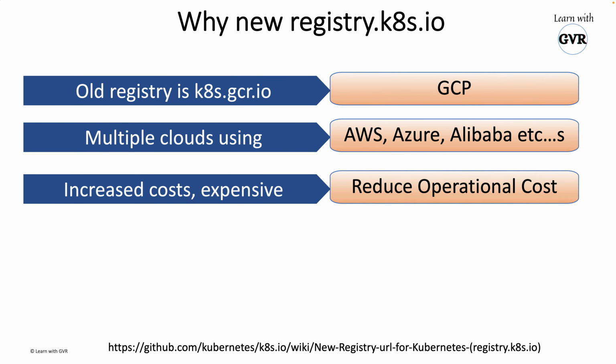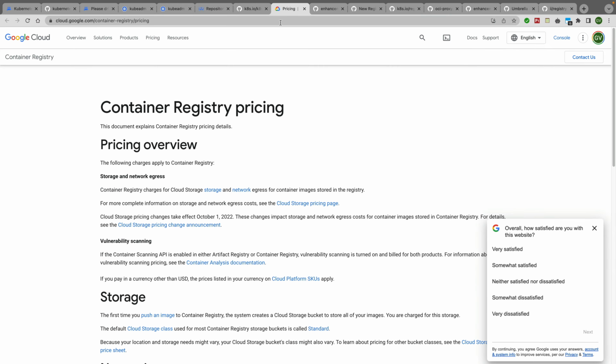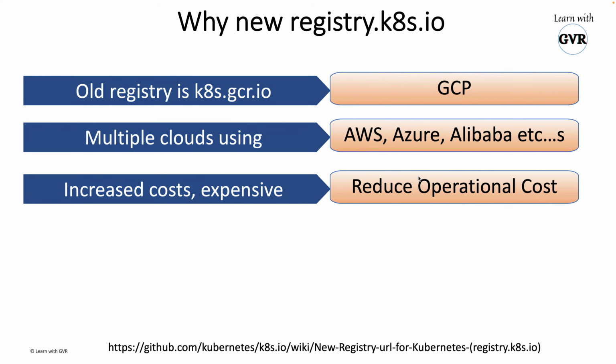operational costs are expensive. Why is the operational cost high? If you look at the Google Cloud container registry pricing, you need to pay for the storage and network egress, the outgoing traffic from the registry. So these are the operational costs, which so far are managed by the K8s team.